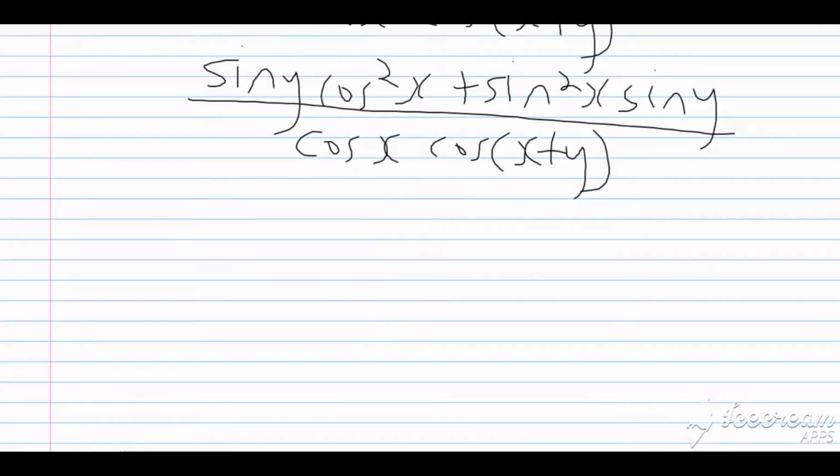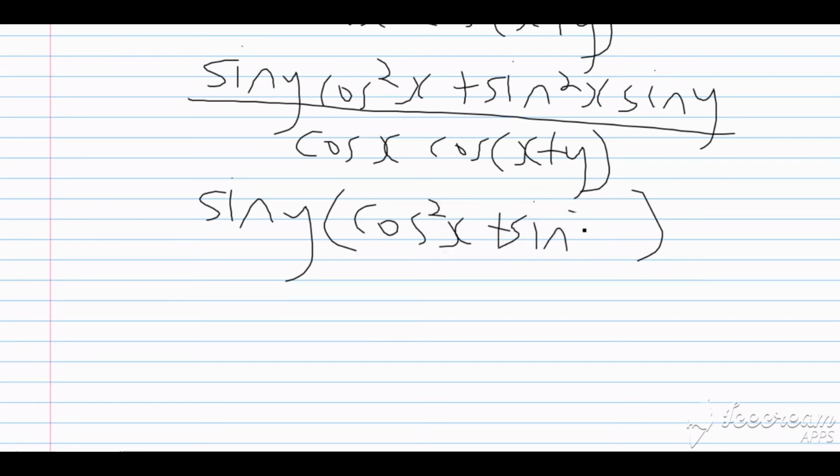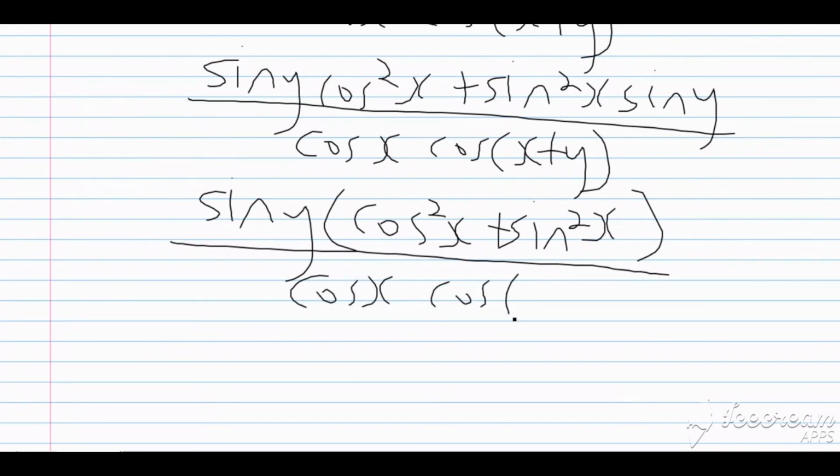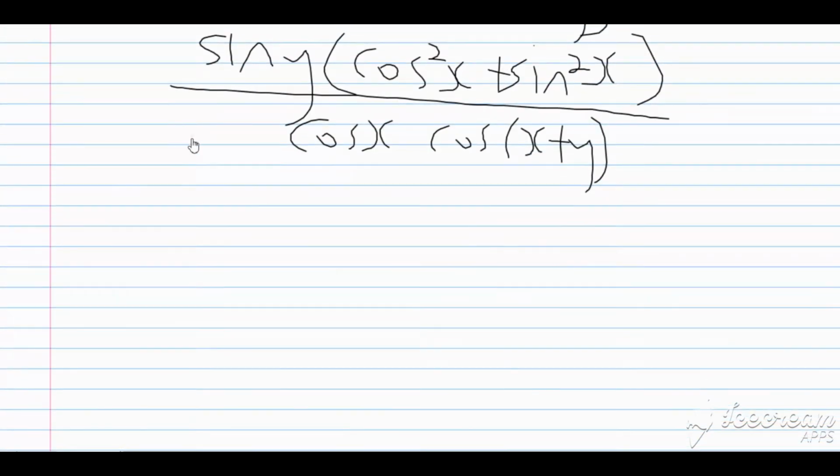Look carefully. We're going to have to apply our algebraic skills here, because if you look inside of your numerator, you would notice that sine y is common. So I'm going to factor out a sine y. If I factor out sine y, I end up with cos squared x plus sine squared x. A lovely identity we can see there. All over cos x plus y. All right, let us take this thing down now.